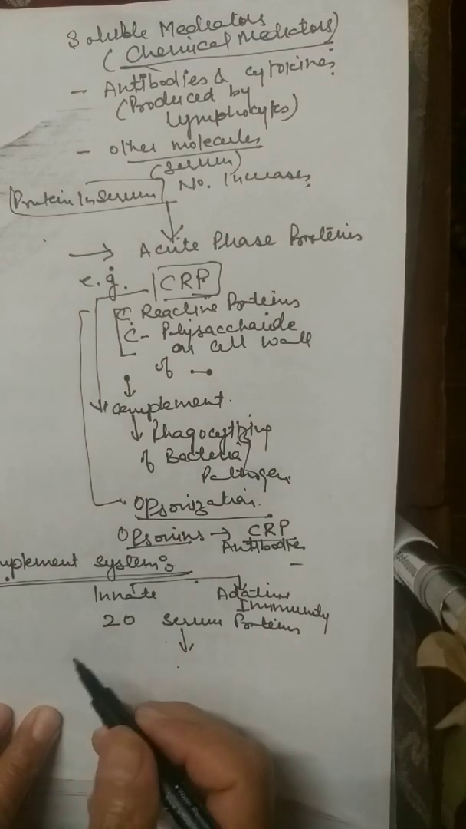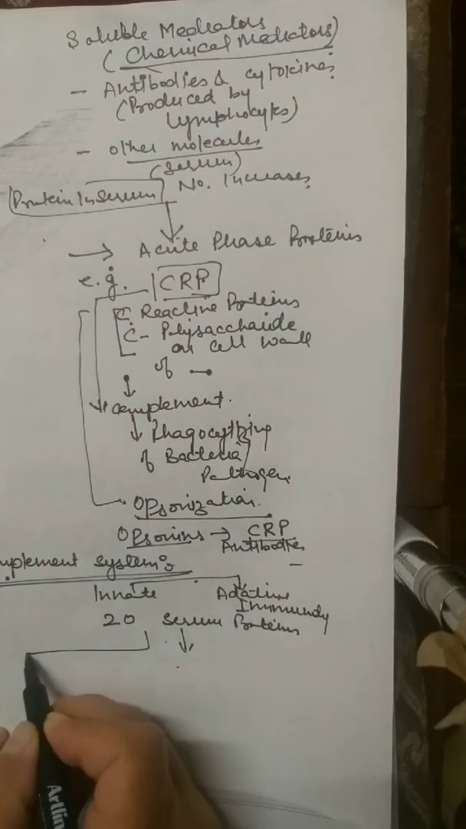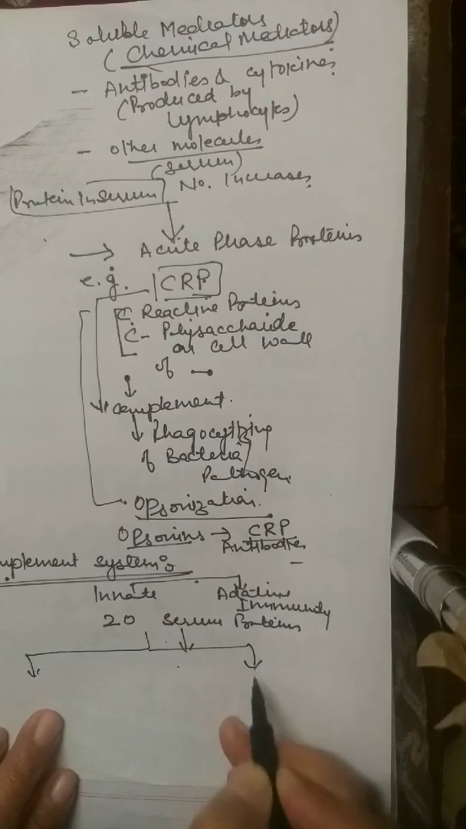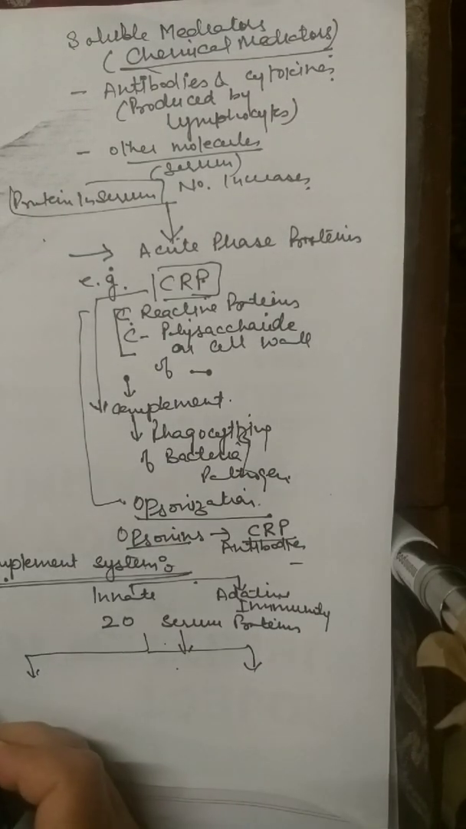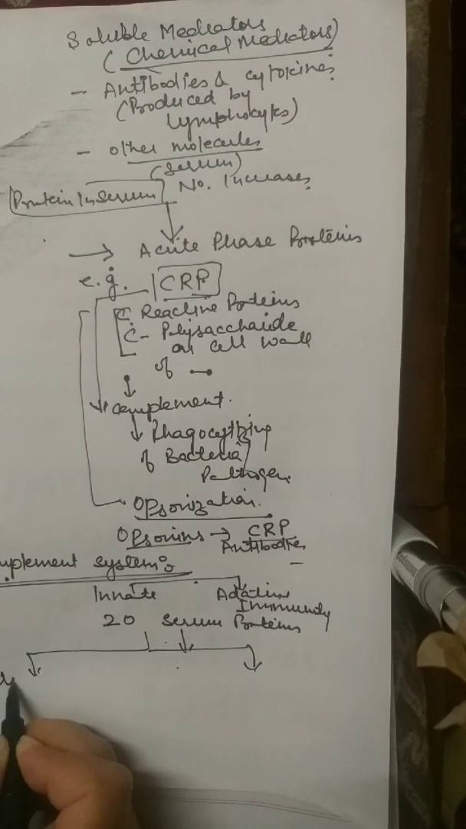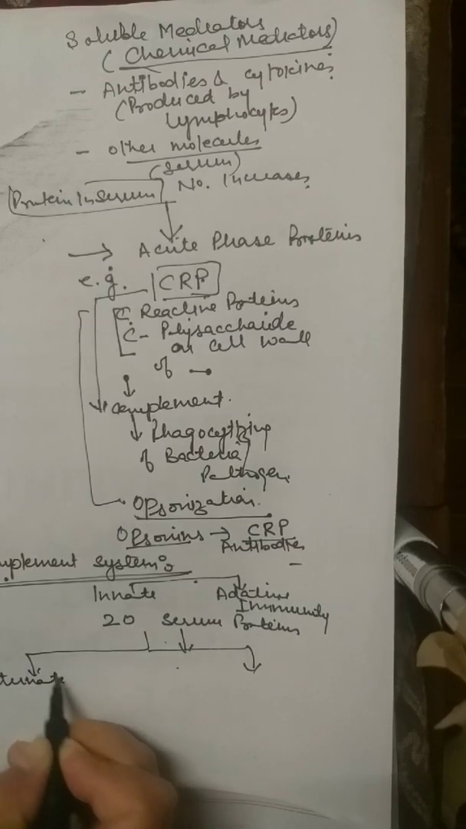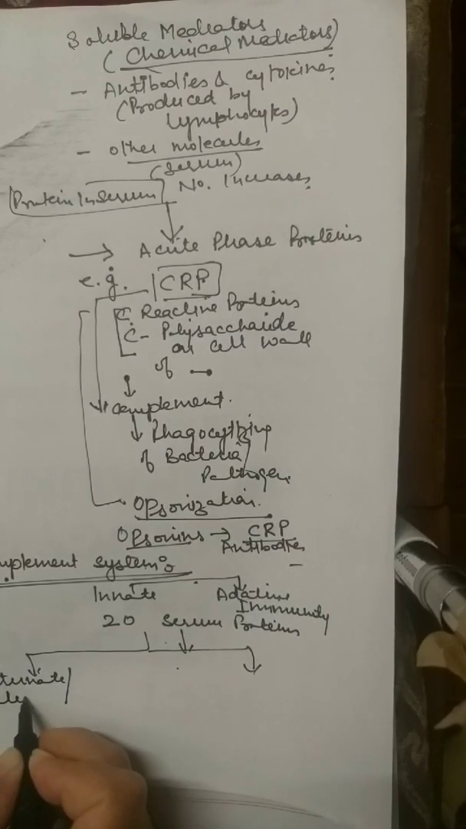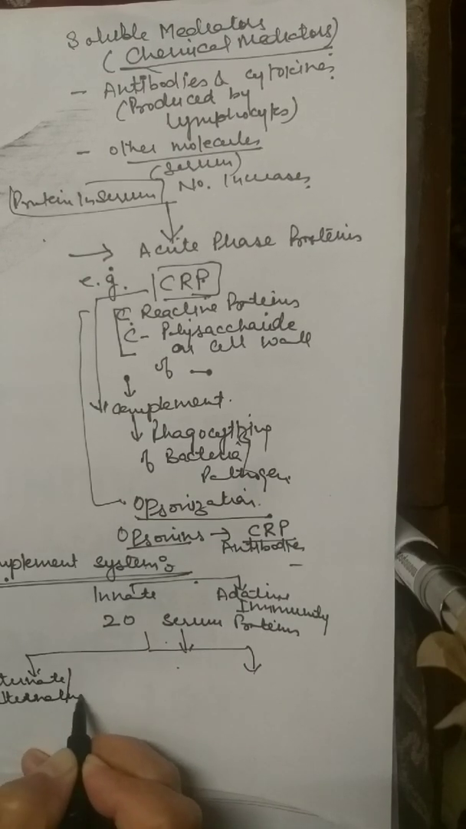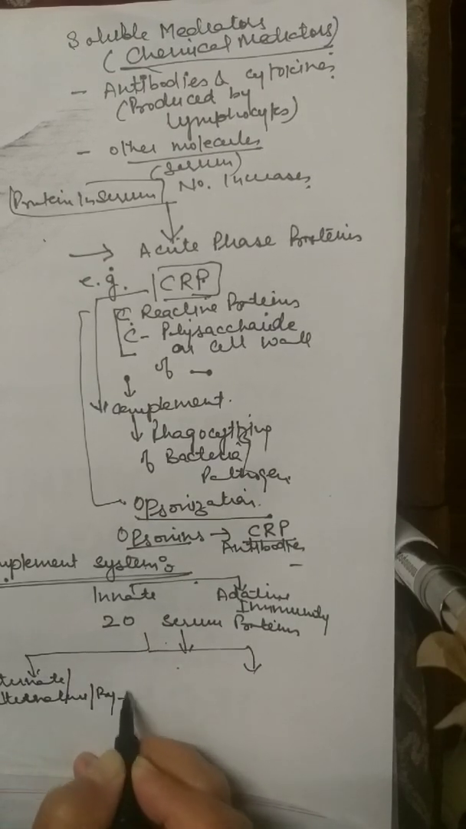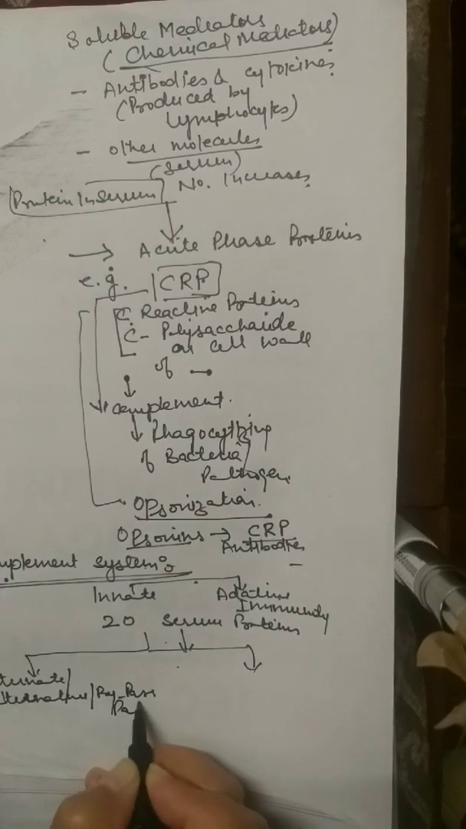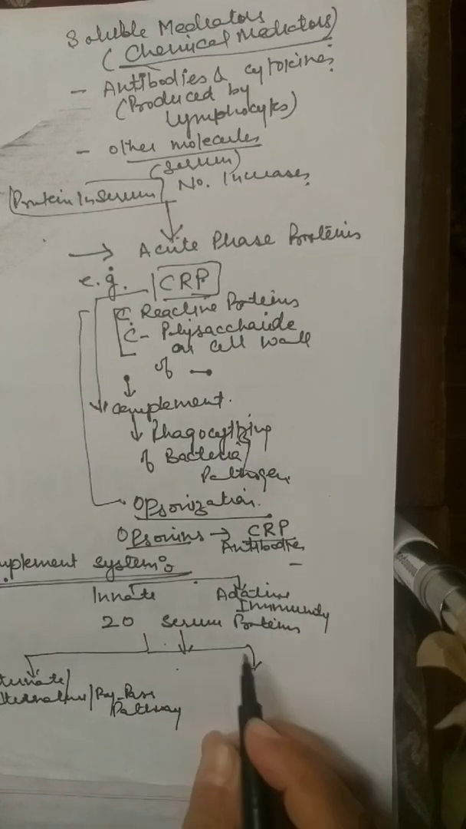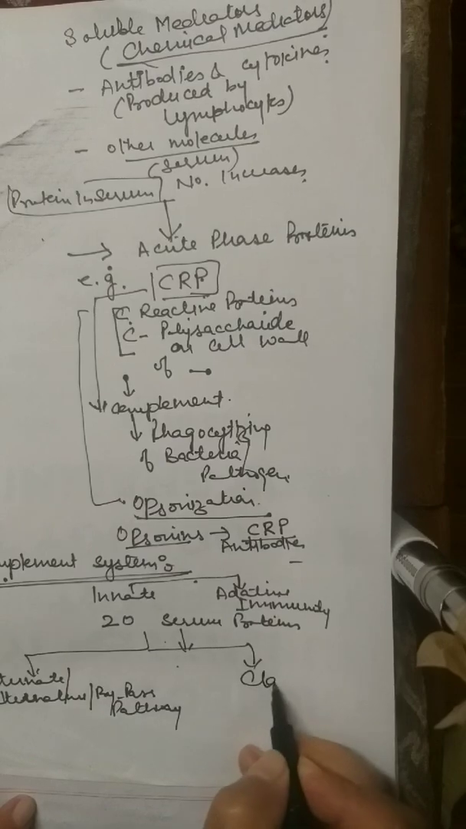system, and there are basically two types of complement pathway. One is the alternate pathway, which is also called the alternative or bypass pathway, and the second is the classical pathway.